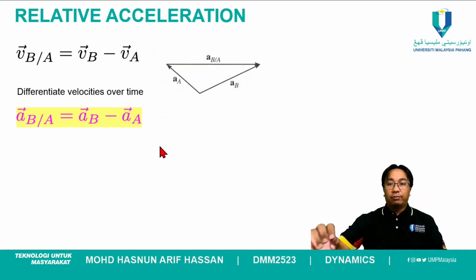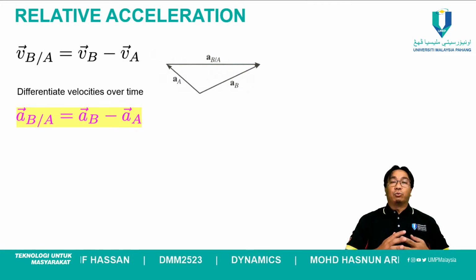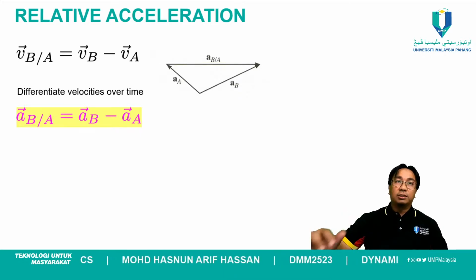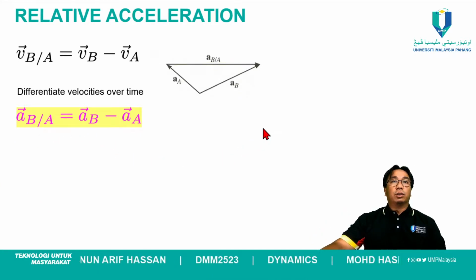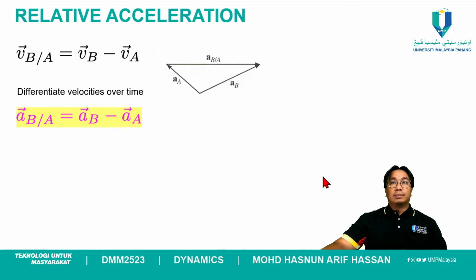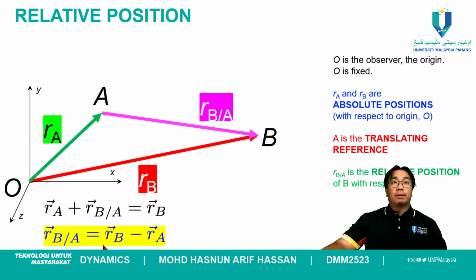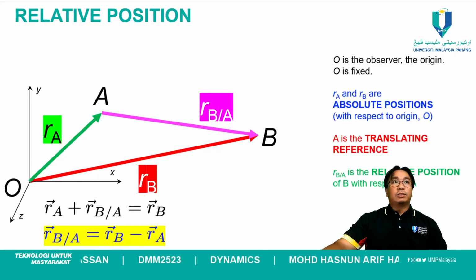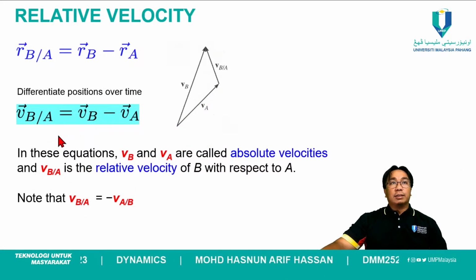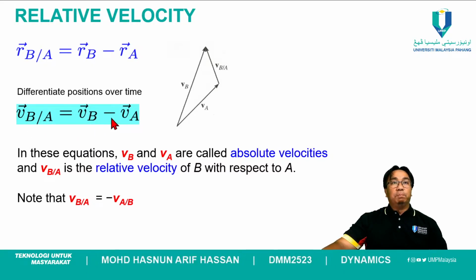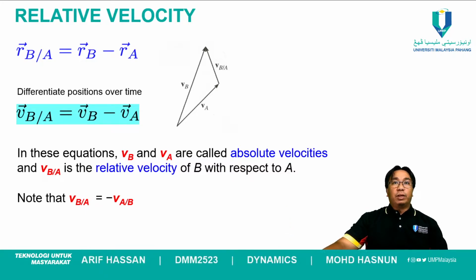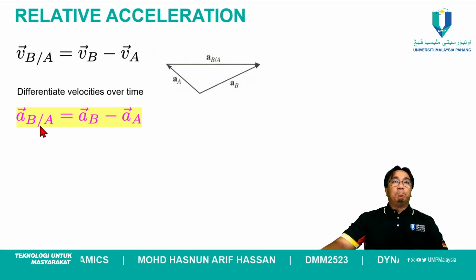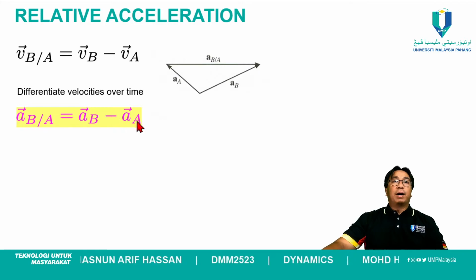So basically we have derived three relative motion equations. One is for position: RB slash A is equal to RB minus RA. Then we have the equation for relative velocity: VB slash A is equal to VB minus VA. And finally, the equation for relative acceleration: AB slash A is equal to AB minus AA.